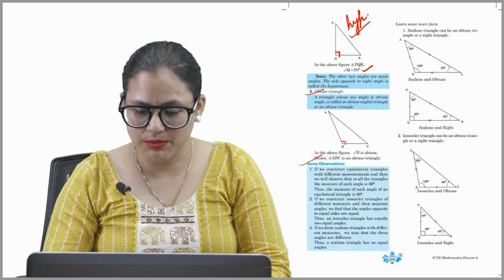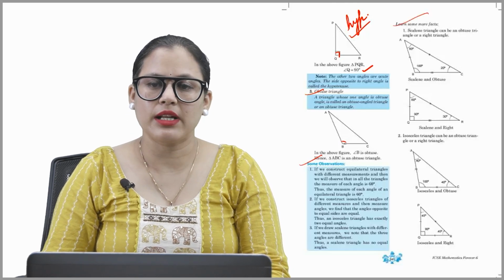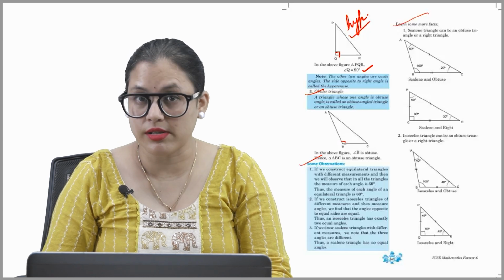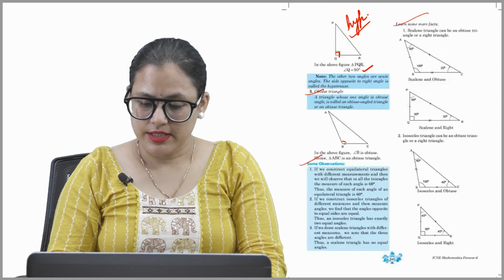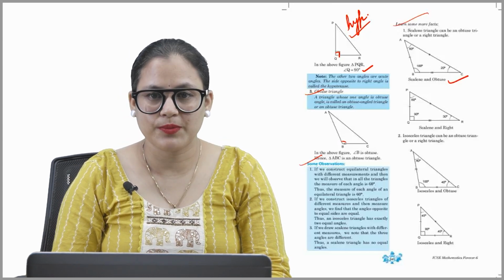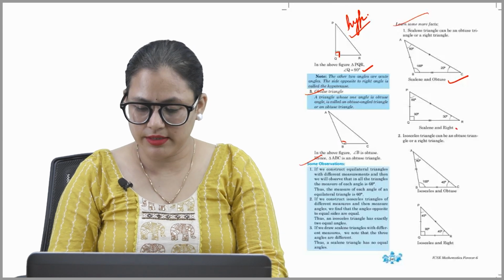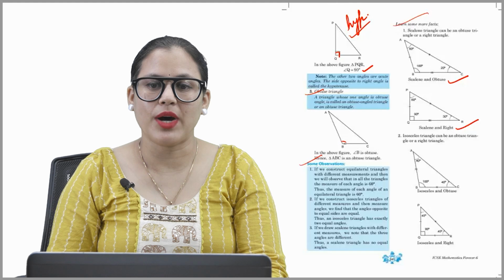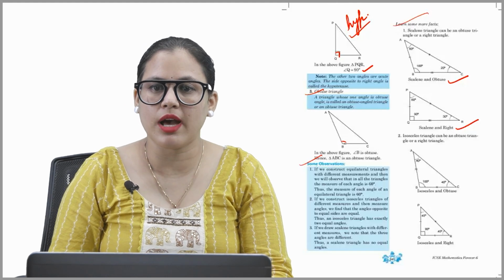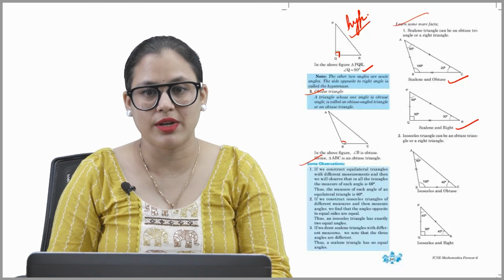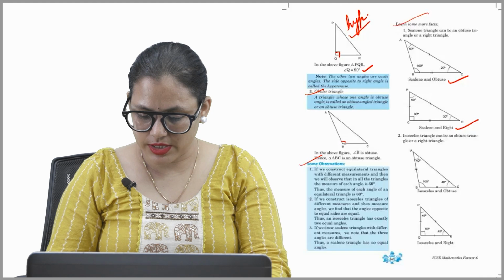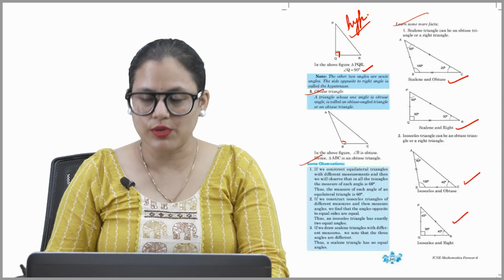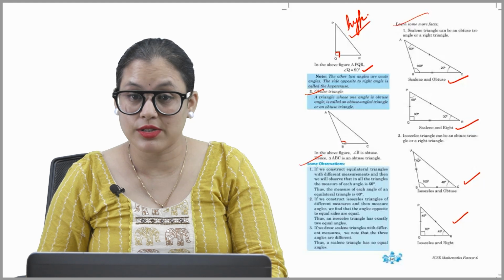Next, learn some more facts. Number 1, a scalene triangle can be an obtuse triangle or a right triangle. This is scalene and also obtuse. This is scalene and also right, meaning a right angle triangle. Number 2, an isosceles triangle can be an obtuse angle or a right triangle. See, this is an isosceles triangle and an obtuse angle triangle. This is a right triangle and also an isosceles triangle.